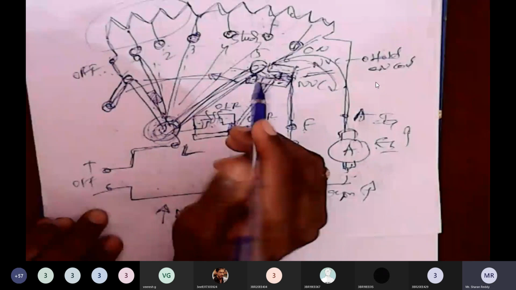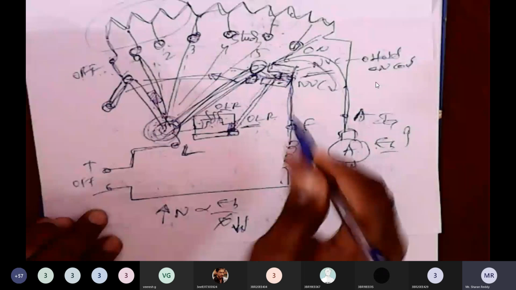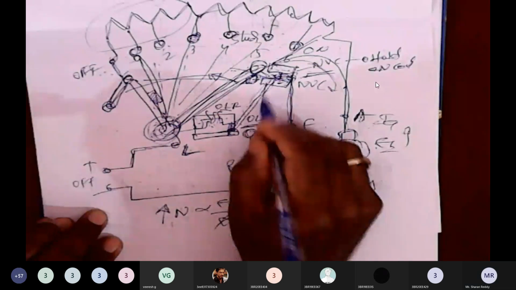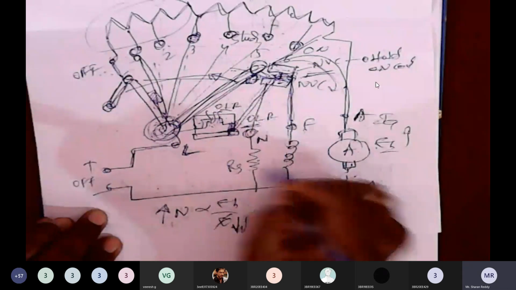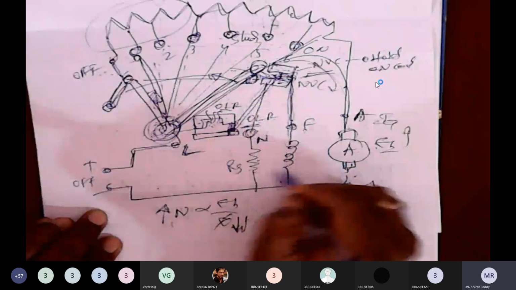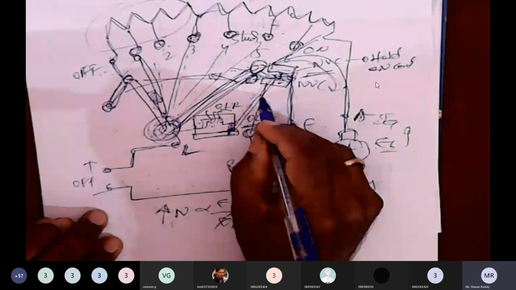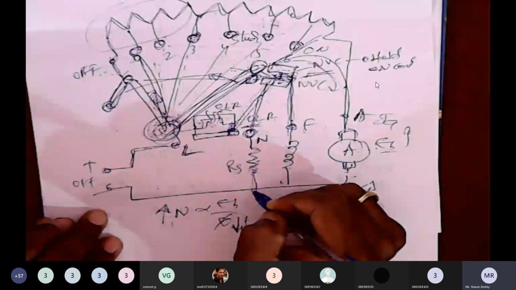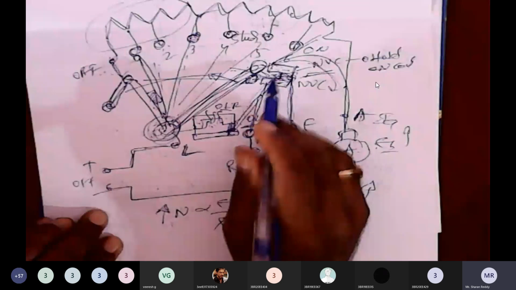To overcome this problem, we go for a 4-point starter. One more extra current limiting resistor is connected, with a terminal we call N. It is connected in parallel with the field coil. That is called a 4-point starter. This will not have any problem. Even when you operate above the rated speed, the magnet will not get demagnetized or reduce its force of attraction.